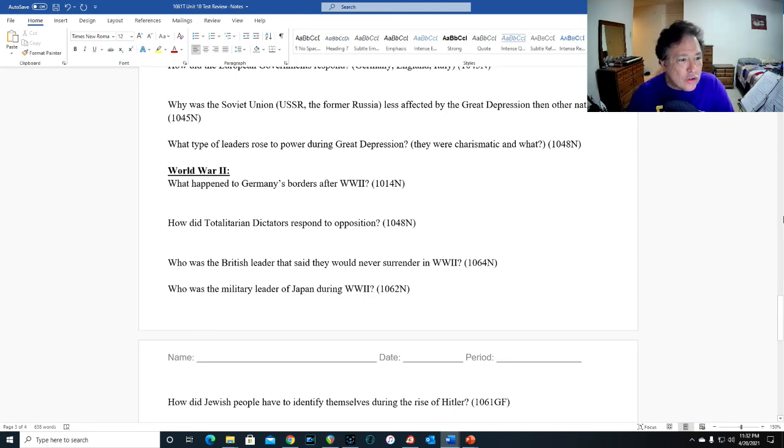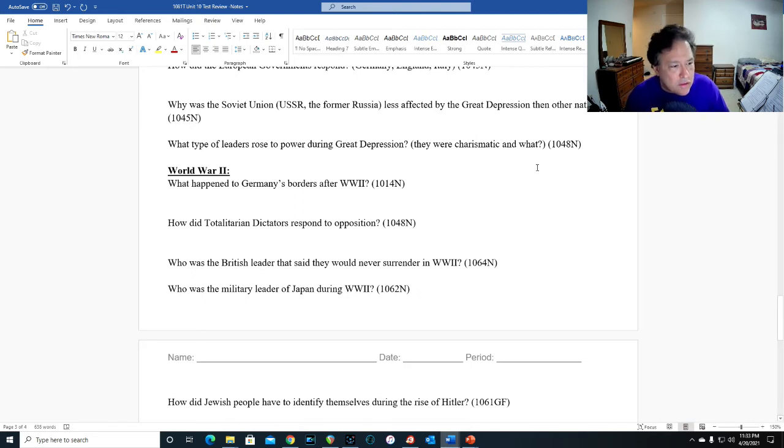What type of leaders rose to power during the Great Depression? Were they charismatic or what? Well, those types of leaders were what we call totalitarian dictators. And yes, they were very charismatic. Part of being a fascist and being a totalitarian leader is that you're at the head of a cult of personality. You demand absolute loyalty, not just to the state, not just to the country, but to you personally.